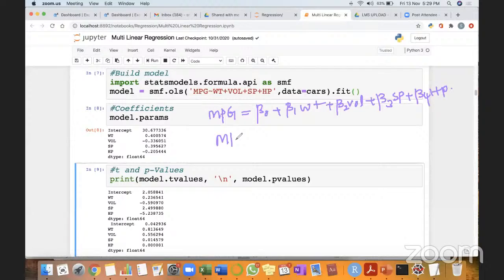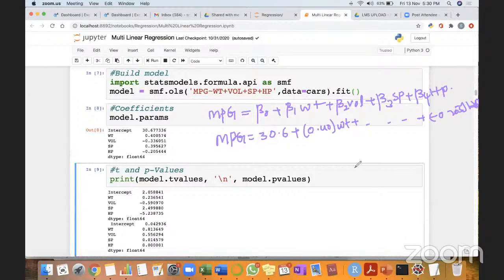Now MPG is equal to beta naught. Beta naught value is 30 point something. Beta 1 is 0.40, times weight. Likewise, just take all the corresponding coefficients for these parameters and plug them into this. Then beta 4 for HP, that is minus 0.205 times HP. Right. Now we have successfully estimated these betas.